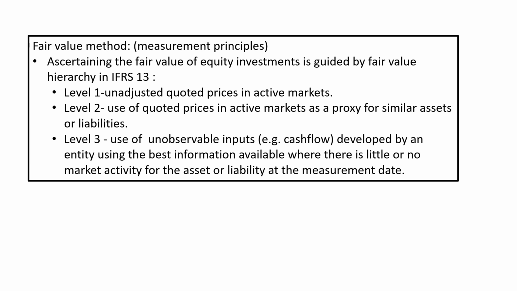If the equity investment represents unquoted shares, then level 2 should be used. And level 2 is the use of quoted prices in active market as a proxy for similar assets or liabilities. Finally, level 3 is based on data that is not observable and is used where there is no proxy quoted shares available and therefore have to depend on unobservable data such as cash flow of the entity to determine fair value.